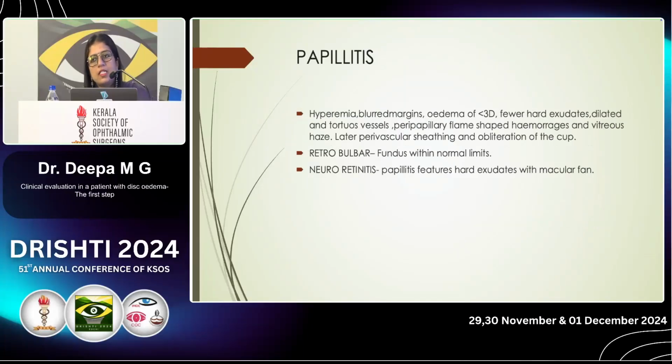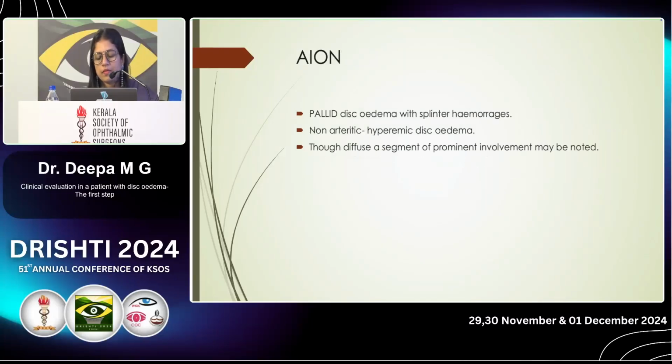If it is a papillitis, mainly it will be a hyperemia with blurred margins, but the edema will be less compared to the papilledema, where it was 3 to 6 diopters; it will be less than 3 diopters. Fewer hard exudates, dilated tortuous vessels, few hemorrhages and vitreous haze. Later, perivascular sheathing and obliteration of the cup may be seen. Retrobulbar neuritis may not have any finding. The fundus will be within normal limits. And in neuroretinitis, the papillitis features with hard exudates and macular fan may be seen.